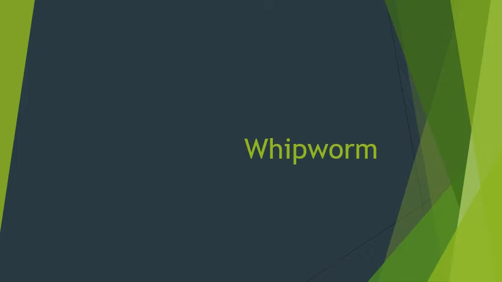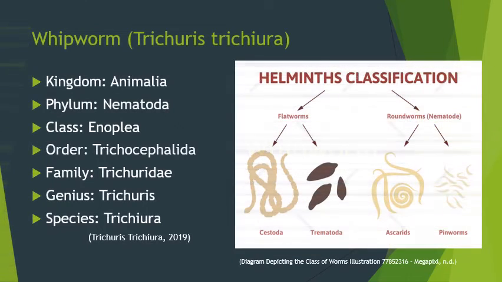Whipworm. The whipworm that primarily affects people is Trichuris trichiura, also called the human whipworm. The genus has over 20 species which infect the large intestine of their host. It is a soil-transmitted parasitic helminth.